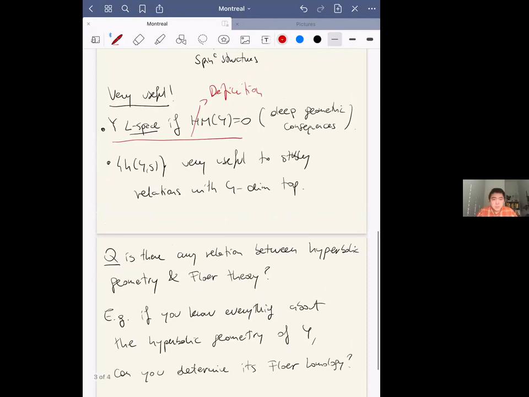Sorry, maybe it was confusing because I said this is a definition, and the hard part is giving a geometric characterization of this thing. An L space is a manifold whose reduced Floer homology is zero. That's the definition of what an L space is.